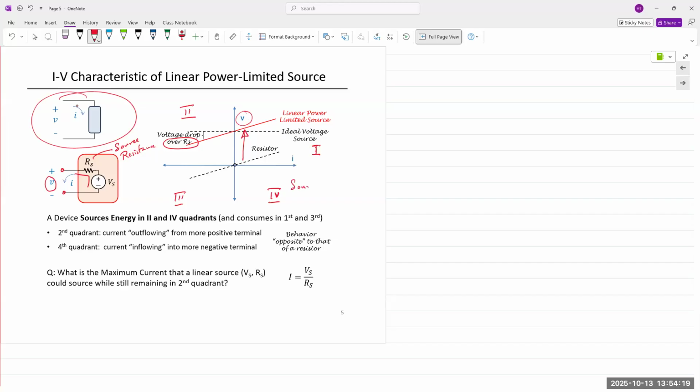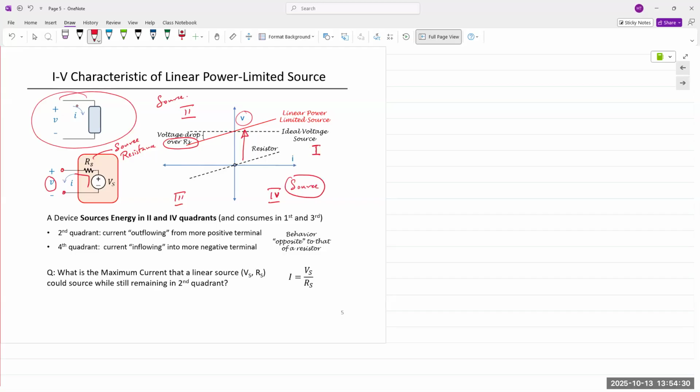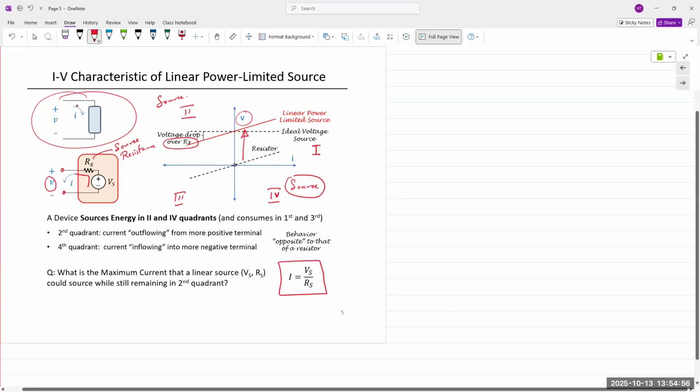But if it's lying in the second or the fourth, then it's a source, because the current is negative or the voltage is negative. Okay, so in the second quadrant, current flows out from the positive terminal. In the fourth quadrant, current flows into the negative terminal. This power is negative. And current I, of course, is modeled as Vs over Rs from Ohm's law.